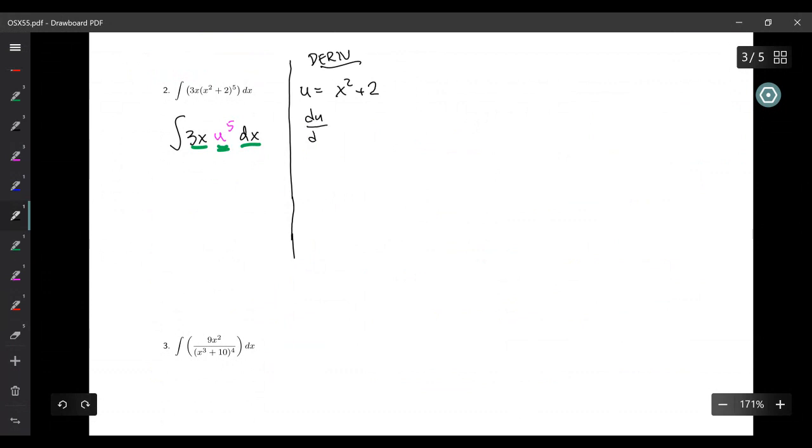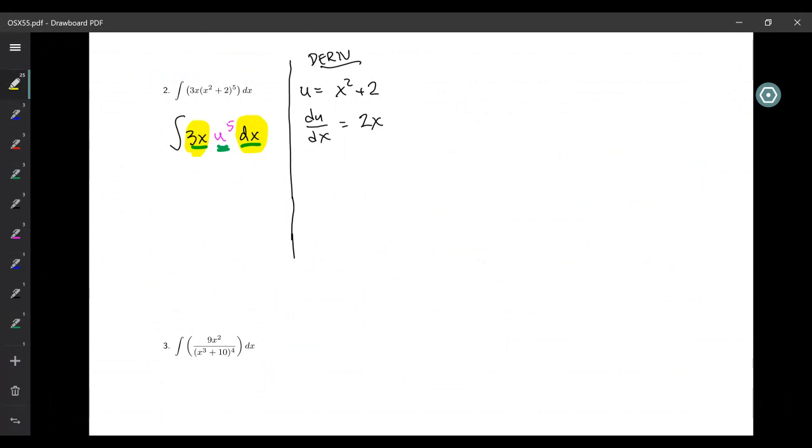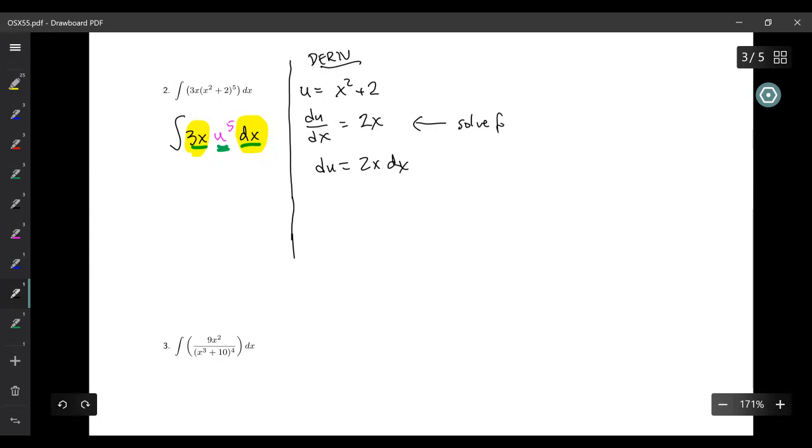Take the derivative of this part, du dx equals 2x. So again, this is the thing I want to get rid of. I want to get rid of dx, but I also want to get rid of 3x. So what I'm going to do is solve for dx, and hopefully things will take care of themselves. So you cross multiply. We want to solve for dx.